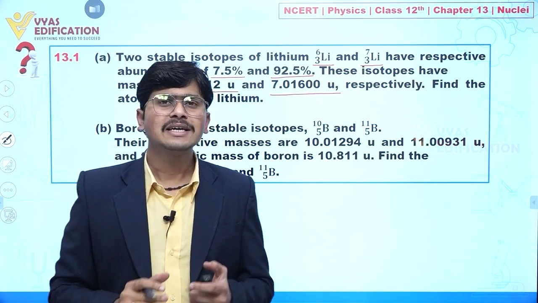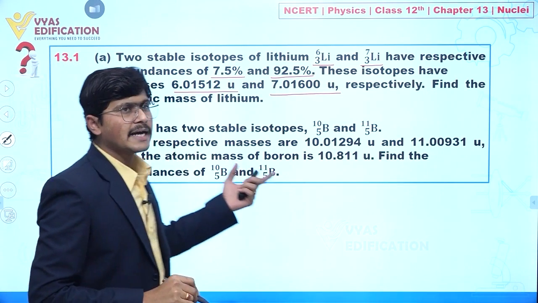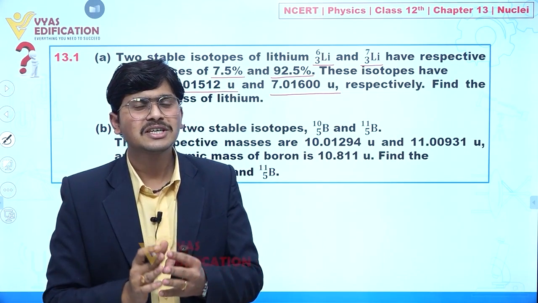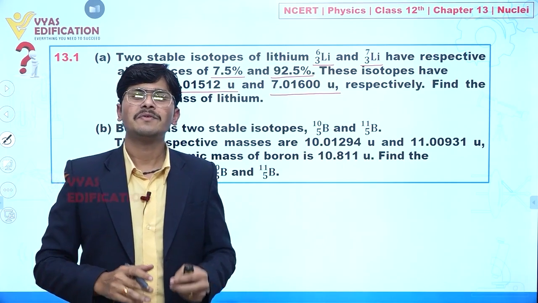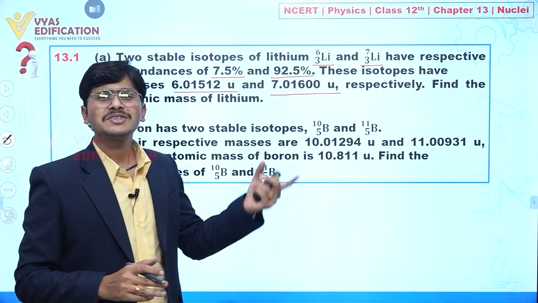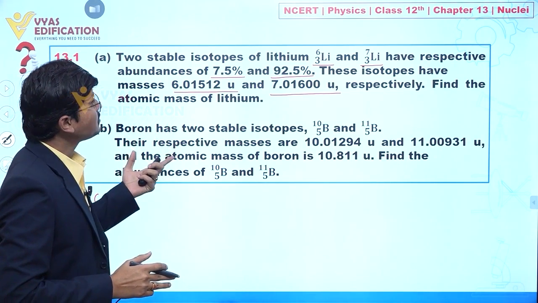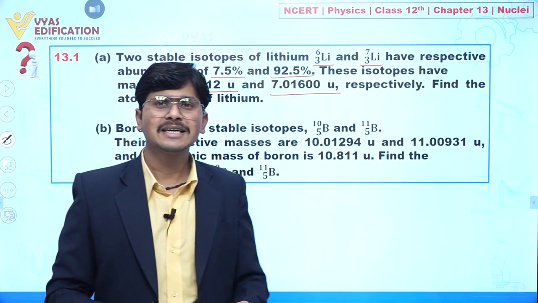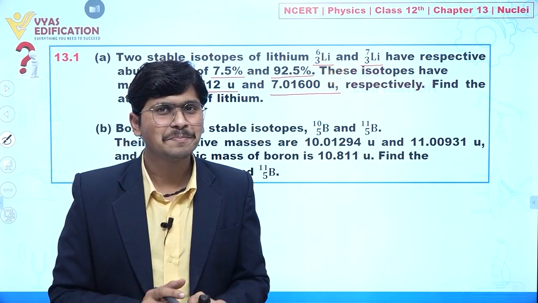Now we have to find what is the atomic mass of lithium. So you can see in this question two isotopes of lithium are given, and our objective is to find the weighted average of lithium. Yes or no? So how can we find it? Because lithium is present in the form of two isotopes and the percentage abundance is different, how can we calculate? We have a very simple formula.